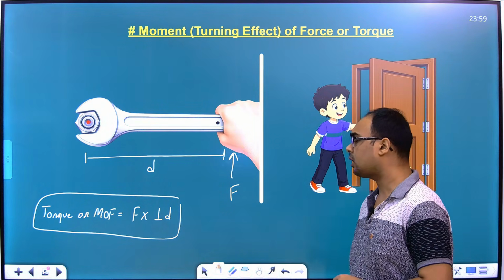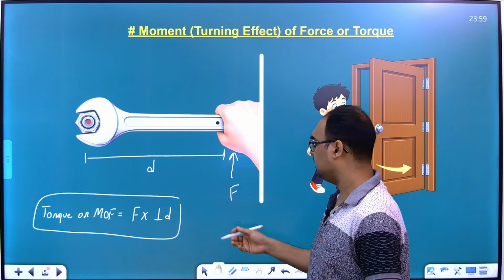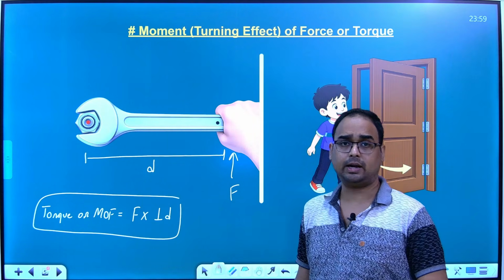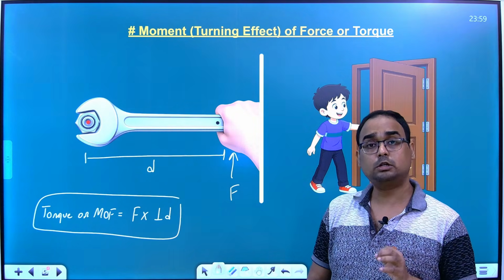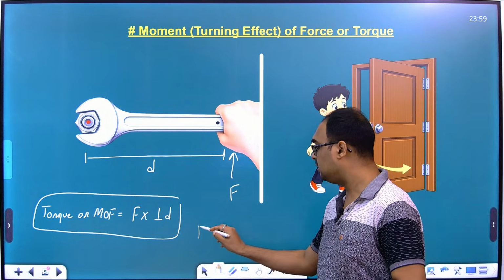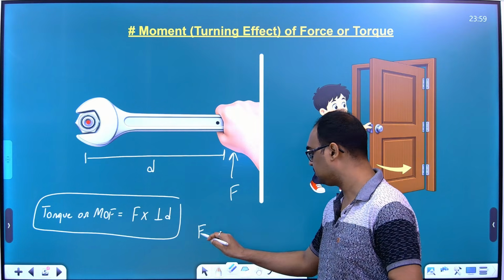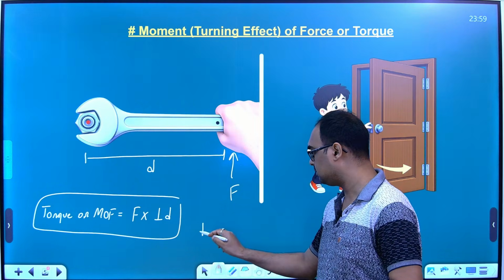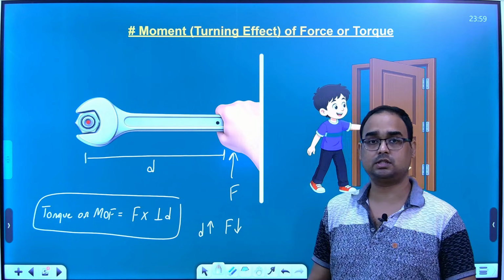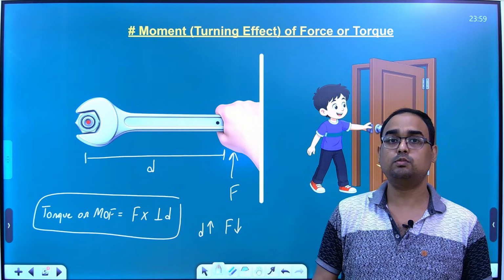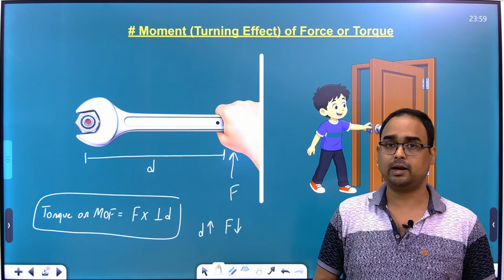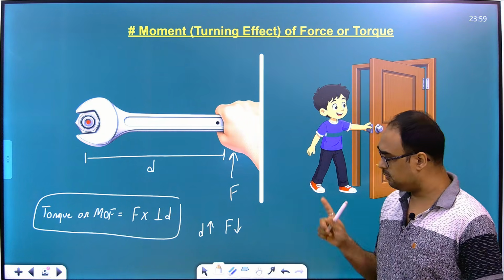Now, you can clearly see that the farther the distance, the lesser will be the force required, because the MOF or the torque of a nut is fixed. So, more the distance, less will be the force required, and vice versa, obviously. Clear? So more the distance of the instrument or the tool, less will be the force required to open the nut. Same goes for the door.